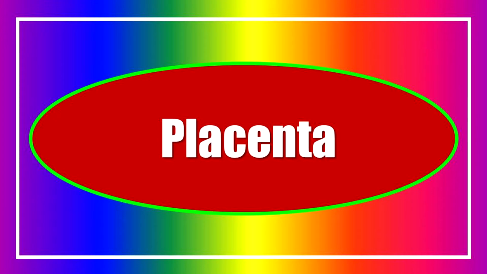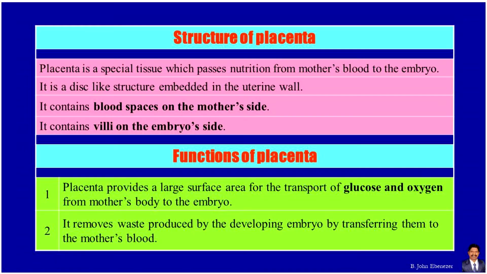Placenta. Structure of placenta. The placenta is a special tissue which passes nutrition from the mother's blood to the embryo. It is a disc-like structure embedded in the uterine wall. It contains blood spaces on the mother's side. It contains villi on the embryo's side.